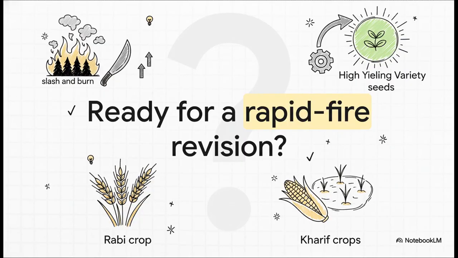Okay, are you ready? Let's do a super quick rapid-fire round to check your memory. First question, what is another name for slash-and-burn agriculture? Think about it. Yes, it's jhuming. Great. Second question, is wheat a rabi or a kharif crop? It's a rabi crop. Perfect. And the last one, which revolution is famous for introducing high-yielding variety seeds? Of course, it's the Green Revolution.